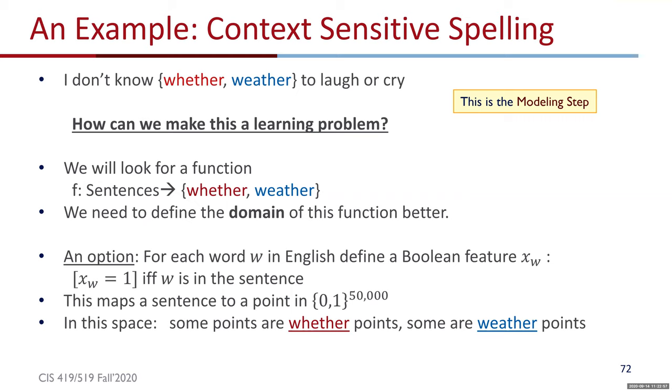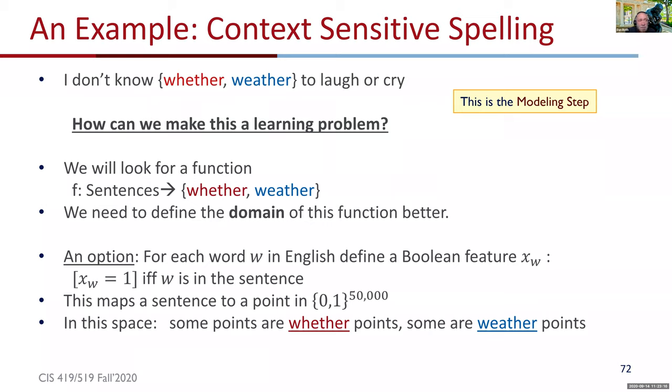Because you could have two of the same word in the same sentence. For example, if I have weather twice in the sentence, my encoding is not going to make a distinction between these two cases. Great.